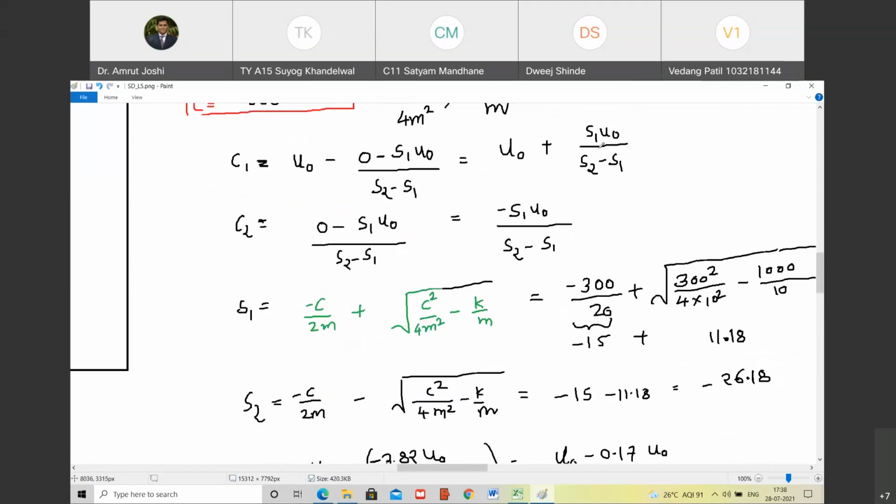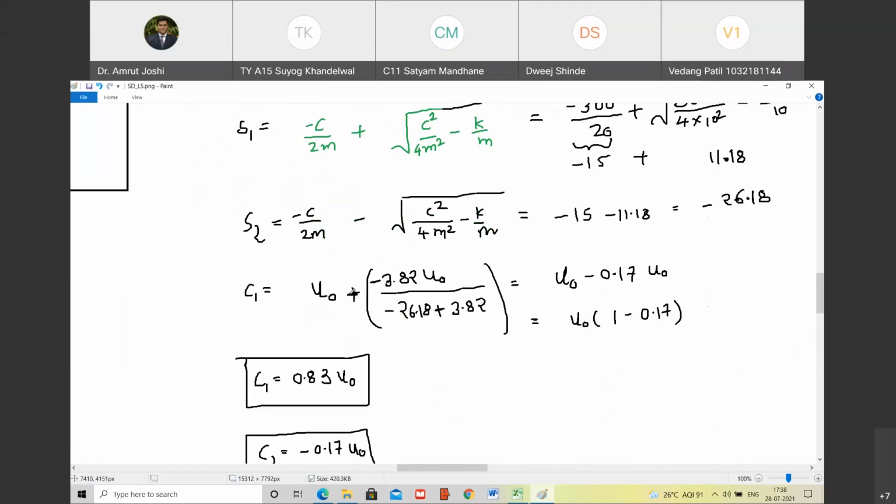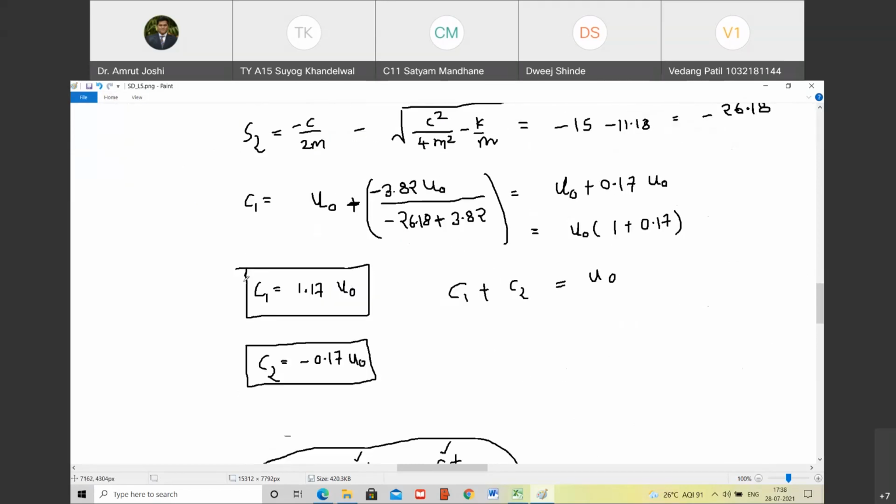So it is U0 plus this thing. So this will come in plus. Am I right? Yes. So it will be 1 plus 0.17, so it will be 1.17. Am I right? Yes, sir. So C1 plus C2 is equal to U0, right? Yes. So C1, if I substitute here, C2 will become U0 minus 1.17 U0. So C2 is correct, right?